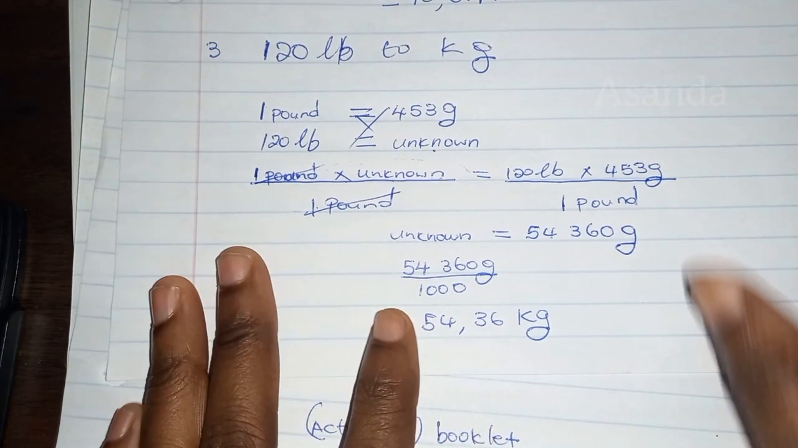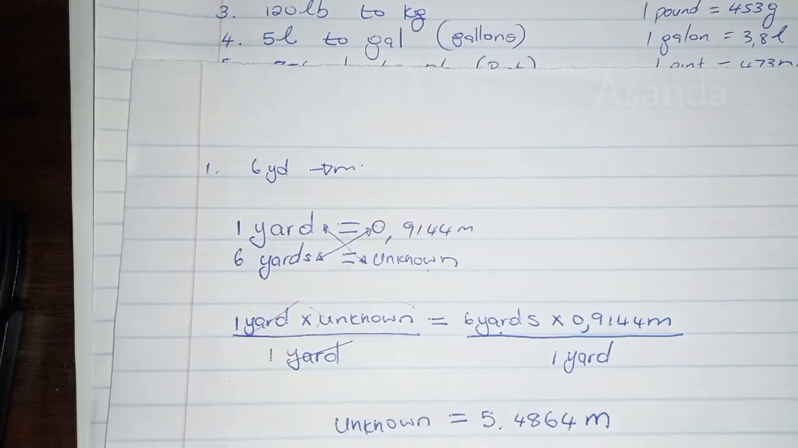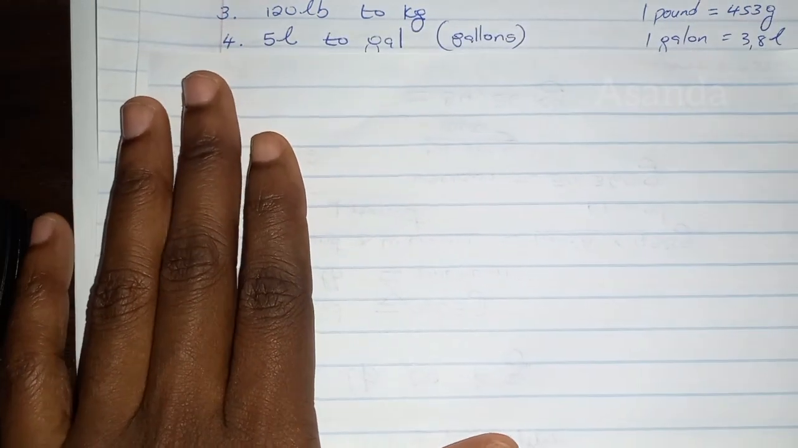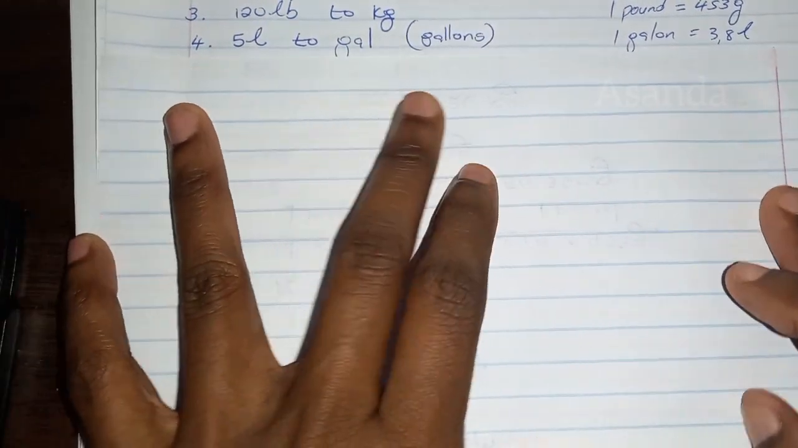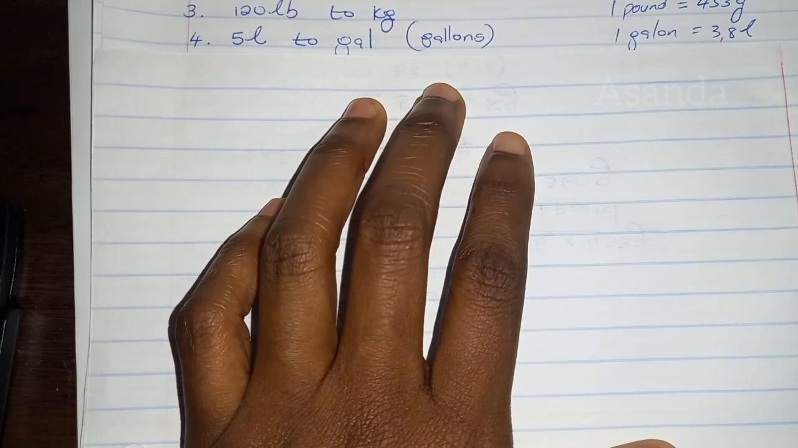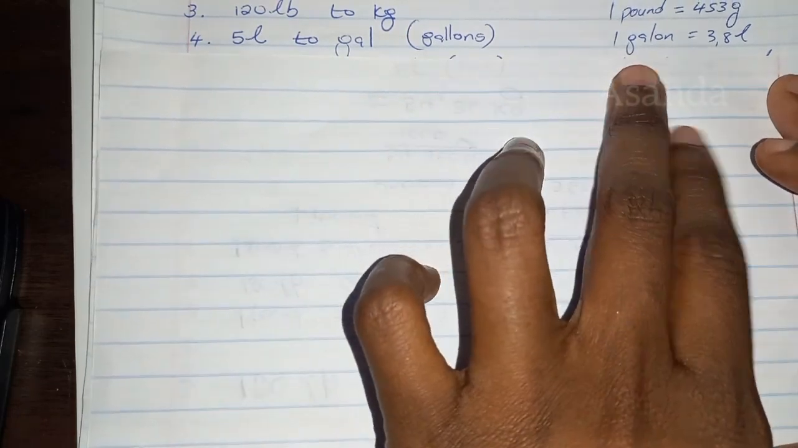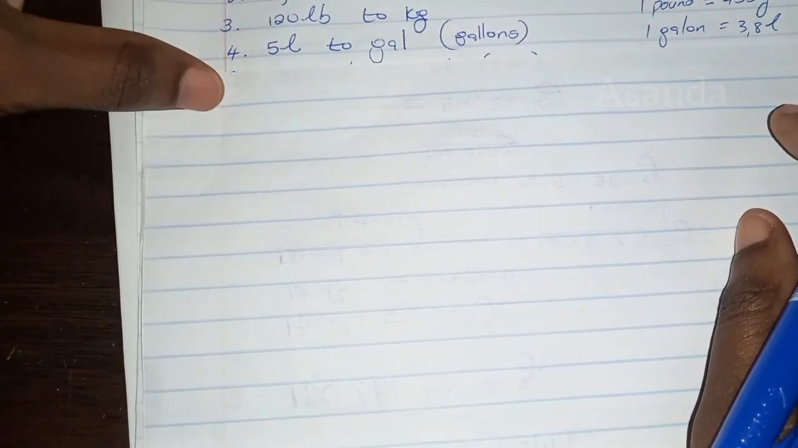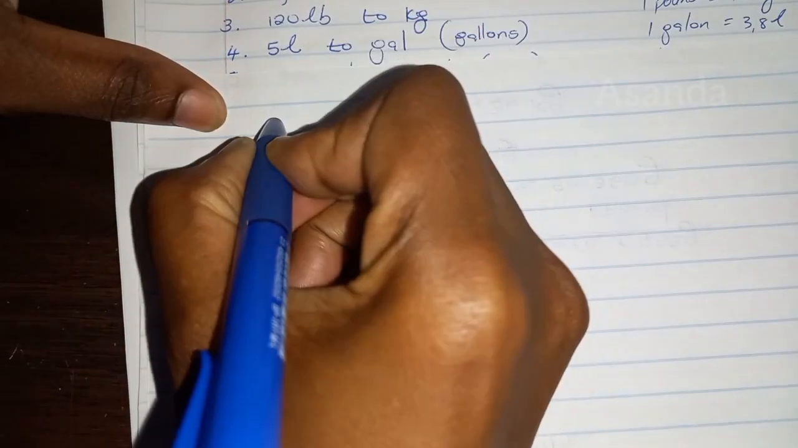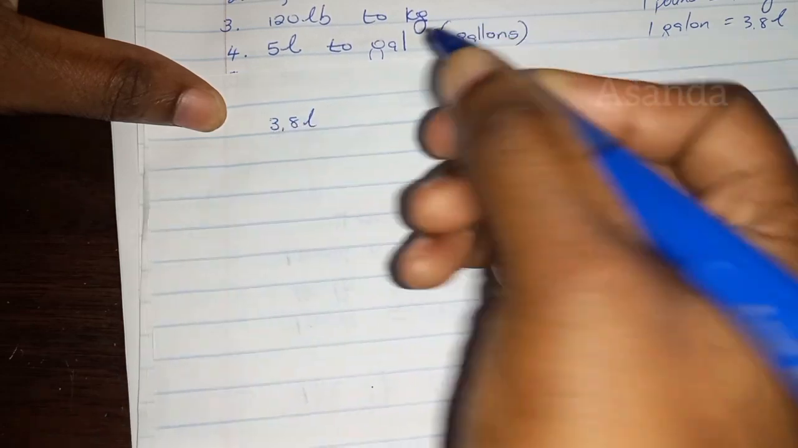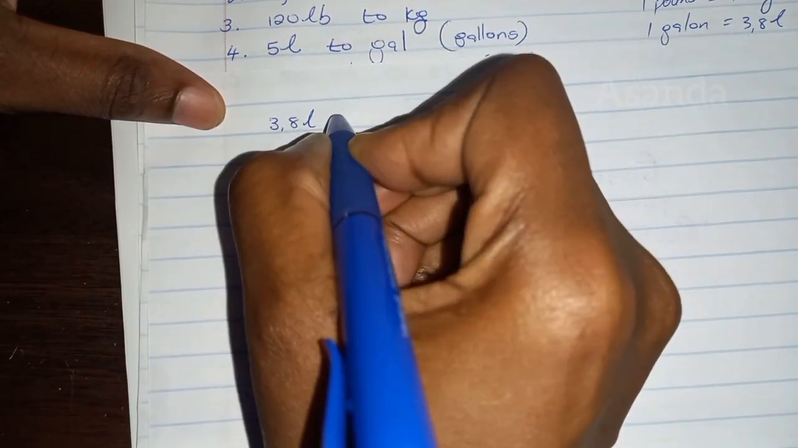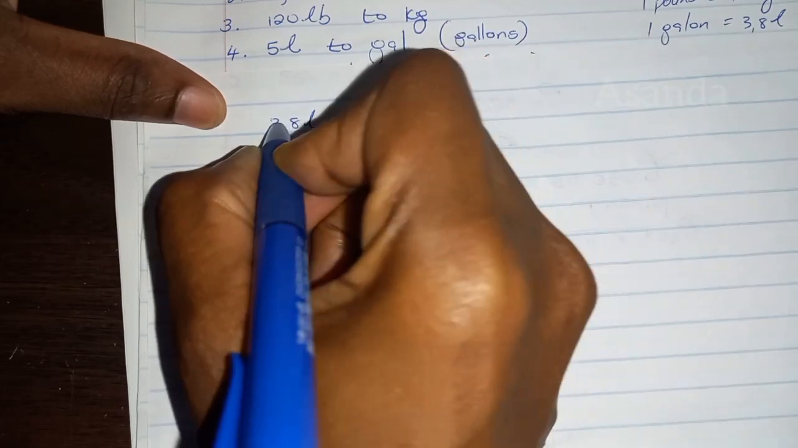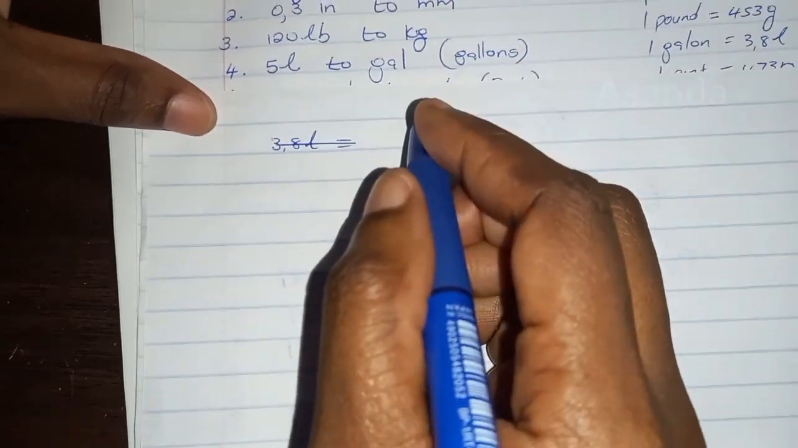Okay, so let's move on to number 4. Number 4 says 5 liters to gallons, and use the conversion factor 1 gallon is equal to 3.8 liters, right? Okay, 3.8 liters is equal to, let me copy it as is. What am I doing?